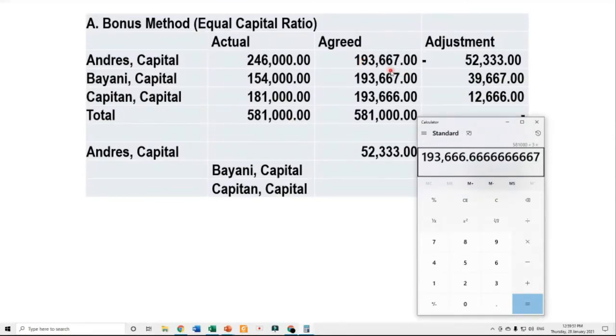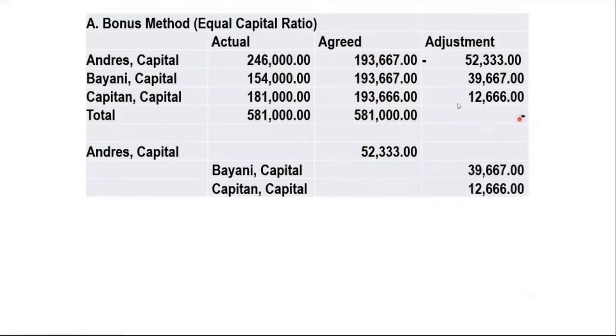Of course, our issue here is that if you make all of them 667, it is over by one peso. So what you do is choose which of them will adjust, or who will have one peso deducted. That is minimal anyway, so let's assume it is Kapitan. The next thing you are going to do is determine what the adjustment will be. If the balance of Andres, the actual prior to the adjustment, is this, the agreed should only be this. So you subtract, and the adjustment is that we will deduct this amount from Andres. For Bayani, it is 154, and the agreed is 193,667.